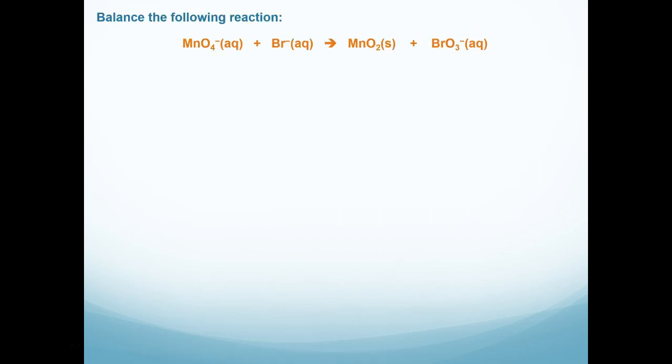I want you to do this one on your own. So when you split it into your half reactions, you have the permanganate going to manganese oxide. You have the bromide going to bromate, so you'll split it into the two half reactions and do the same thing. Now that we have oxygen involved, we have to add in water molecules to balance out the oxygen, H plus to balance out the hydrogen. We have to see if we have charge balance to see where we need to add our electrons and go through the same process.